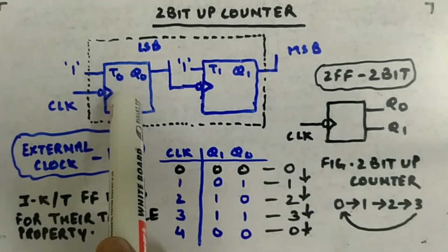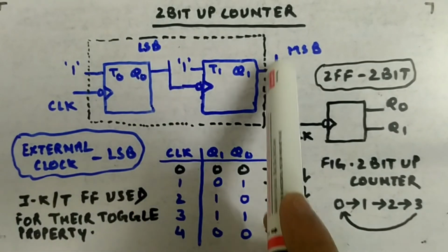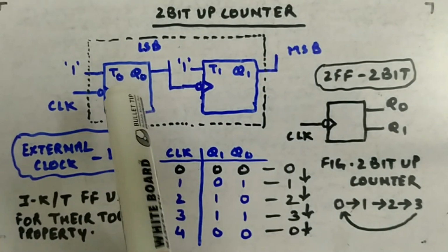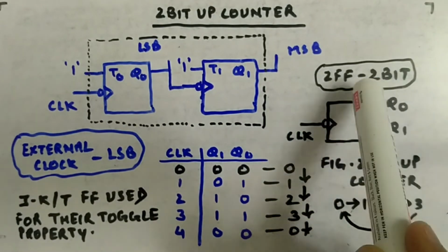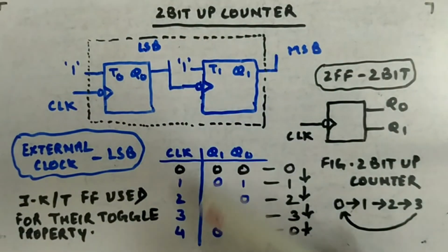So here you can see the output is given here. And this is one output, LSB. And this is another output, MSB. Two flip-flops are there. So 2-bit counter. Okay. How it is an up counter, we will see here.